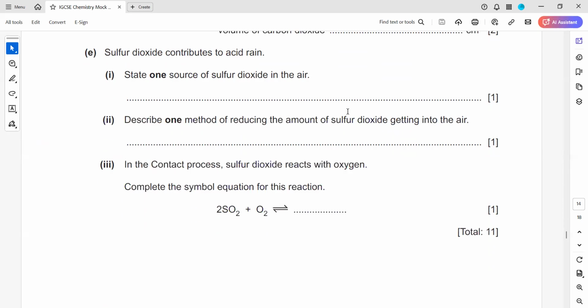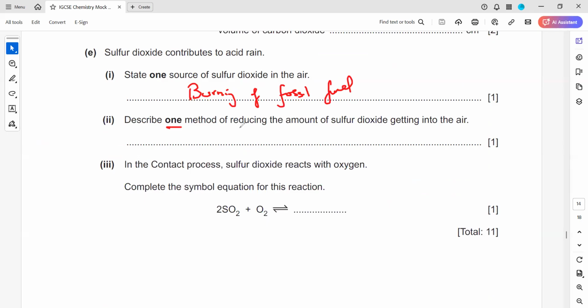Sulfur dioxide contributes to acid rain. State one source of sulfur dioxide in air. Sulfur containing fossil fuel, burning of the fossil fuel or combustion of the fossil fuel. So burning of fossil fuels releases sulfur dioxide into the atmosphere.